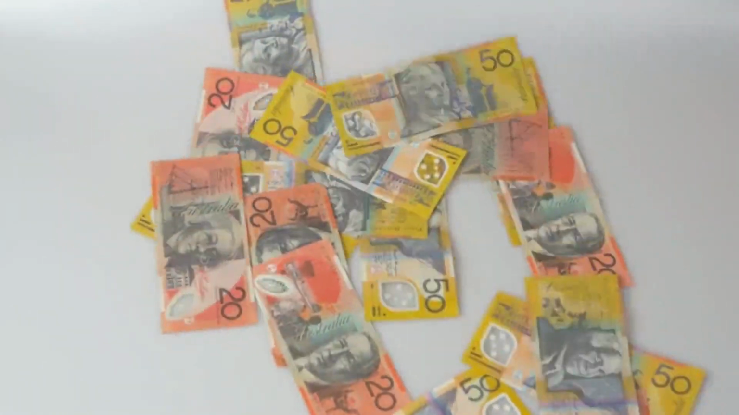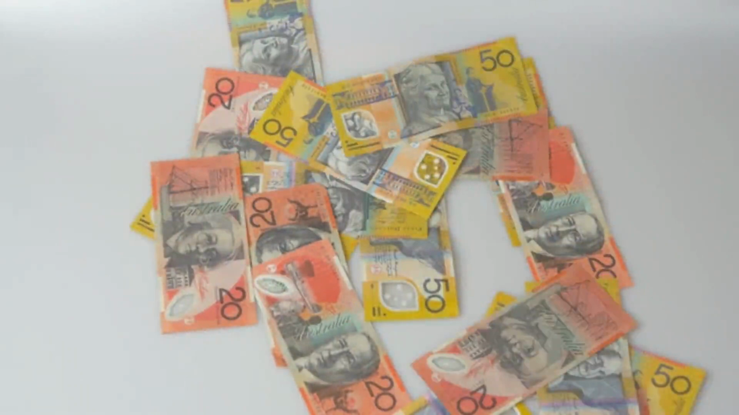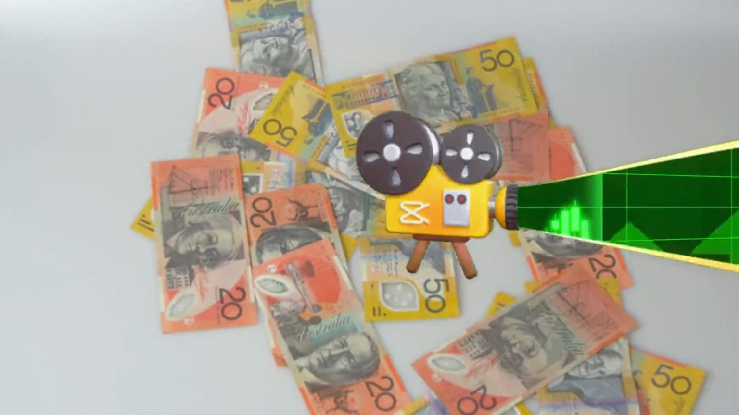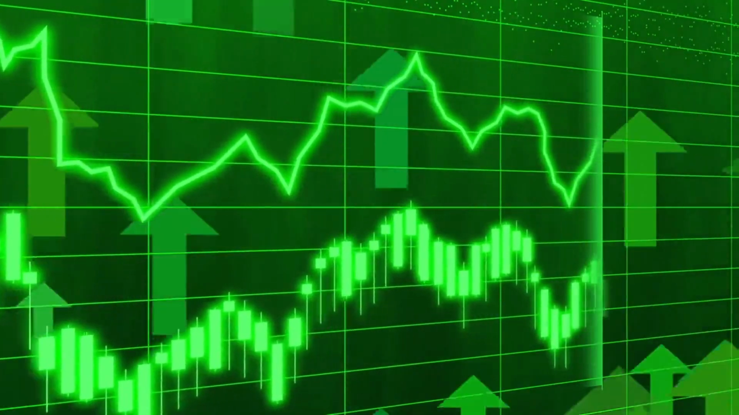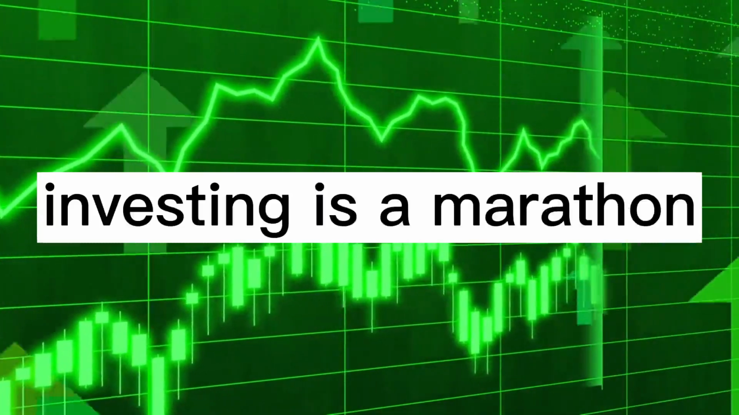Step 5. Invest for the long term. Investing for the long term is essential if you want to achieve a 10% annual return or more. By holding your investments for at least 5 years, you can ride out market volatility and potentially earn higher returns. Remember, investing is a marathon, not a sprint.